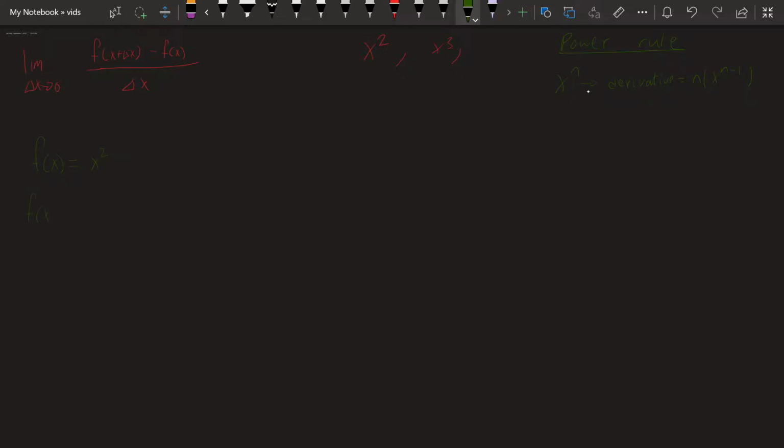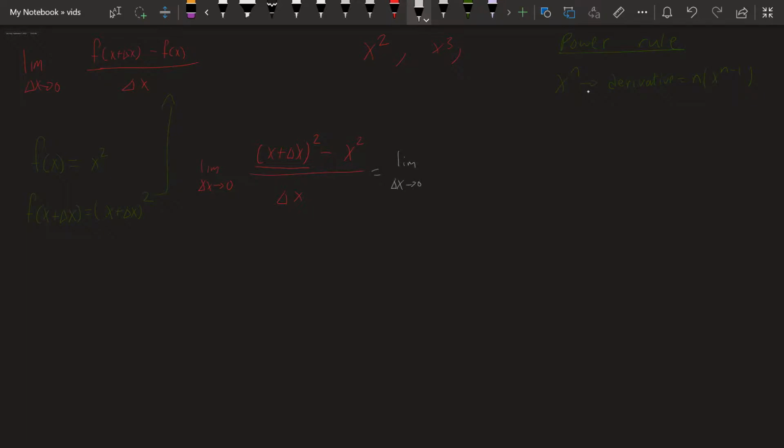So we can say f of x plus delta x is equal to x plus delta x squared, right? Let's just substitute this into the derivative formula. So it's going to be x plus delta x all squared, minus f of x, which is x squared, over delta x, and the limit as delta x goes to 0. So let's expand this term and let's solve the equation. This is equal to the limit as delta x goes to 0.